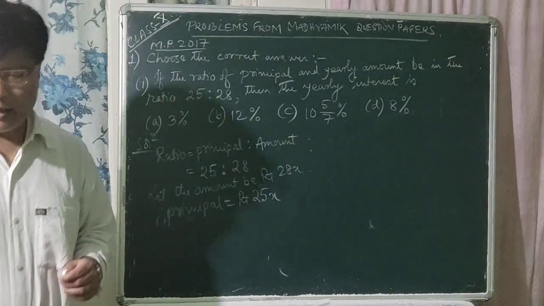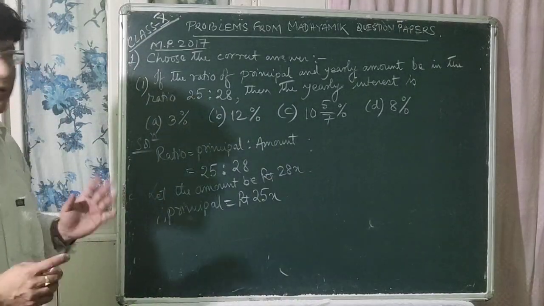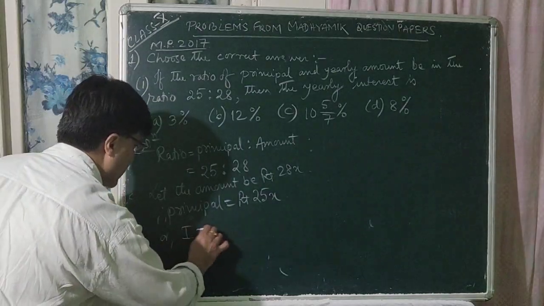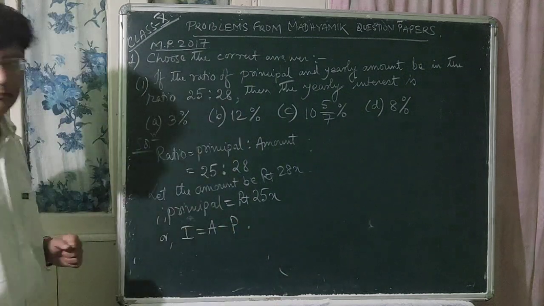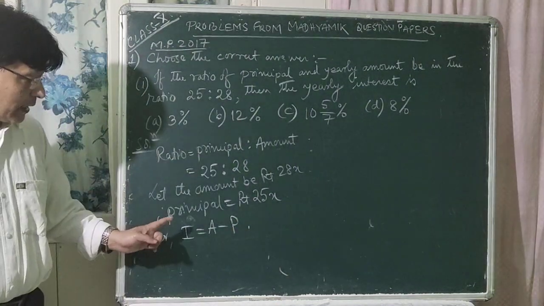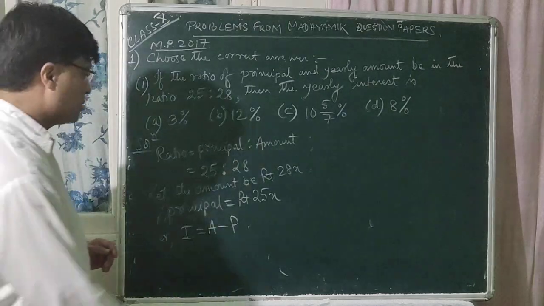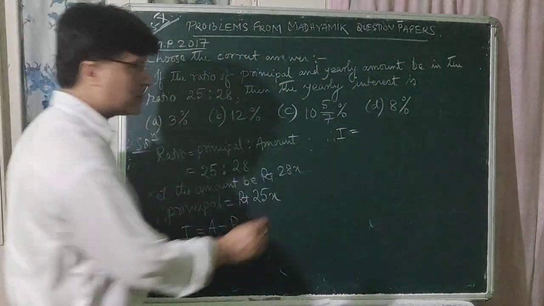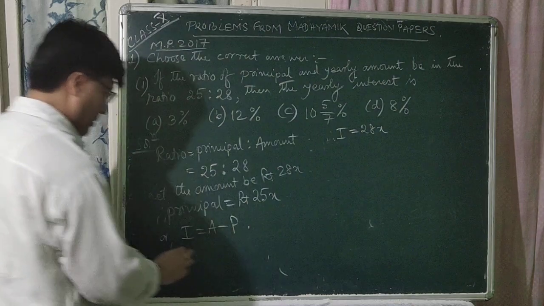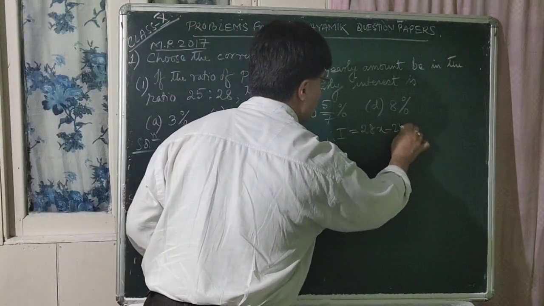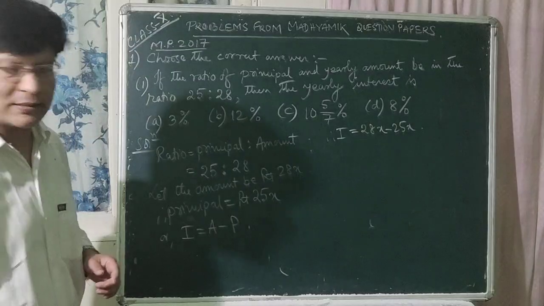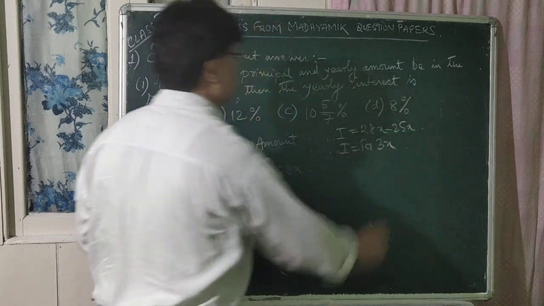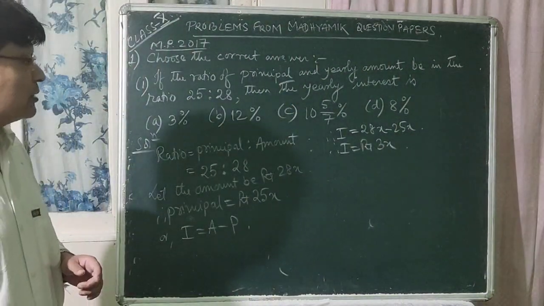Okay. Now let us find out the interest. What is the formula for I? I is equal to A minus P. Right? So you know this formula, I is equal to A minus P. Therefore I is equal to, what is the amount in this case? 28x, minus, what is the principal? Minus 25x. Right? So therefore I is equal to rupees 3x. The interest is rupees 3x.